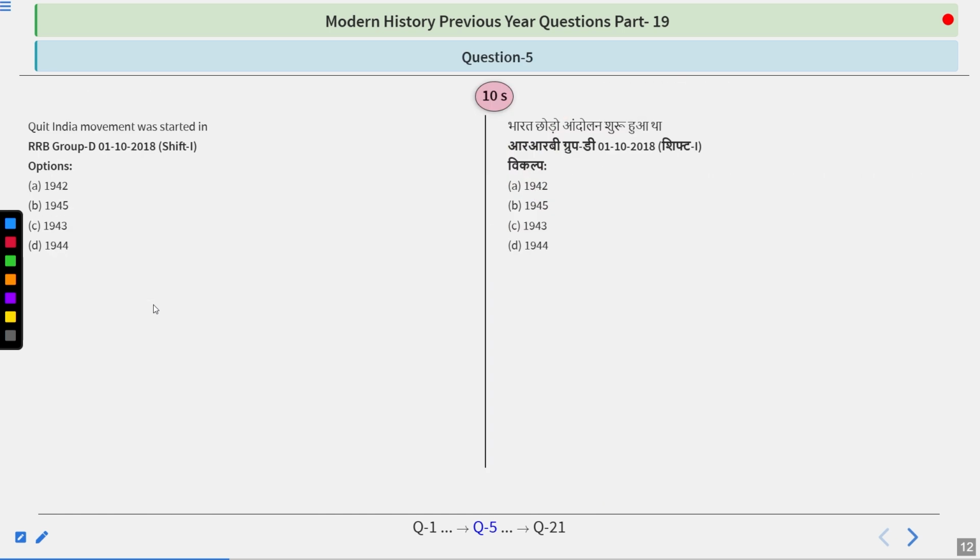Quit India movement was started in, options are 1942, 1945, 1943 or 1944. So think about it.